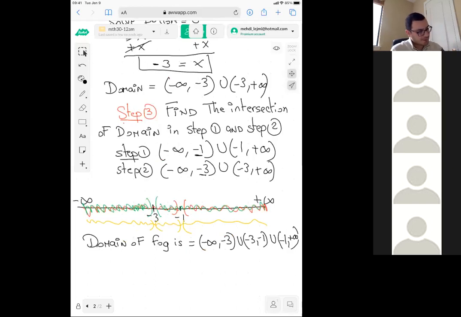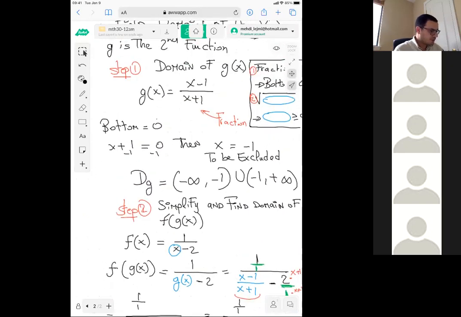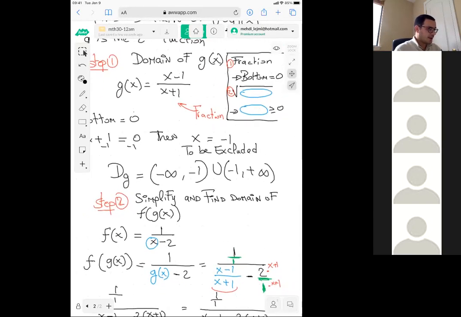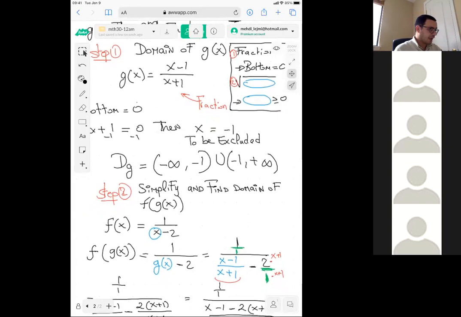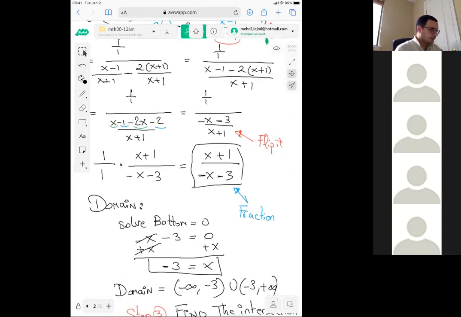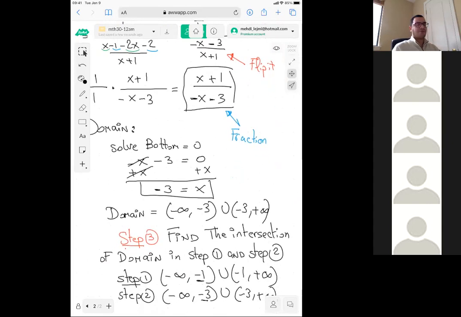So again, the steps: first, the domain of the second function, which is here the domain of g, right? Because it's f composed with g. Second step, you have to simplify this f of g of x. You get your answer, then you find the domain. Right here, my answer was this fraction x plus 1 over minus x minus 3, right? And then I got the domain. And then the final step, step 3, you have to take the intersection of the domains in the first and the second step.